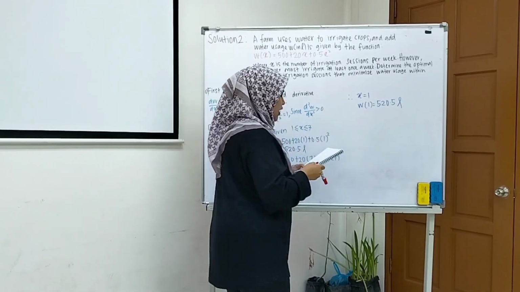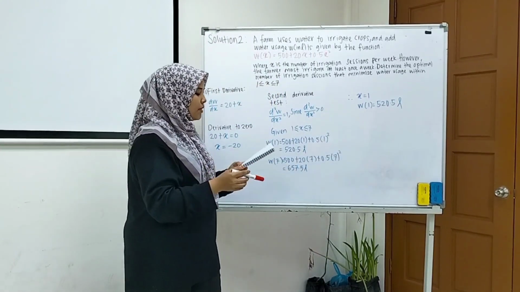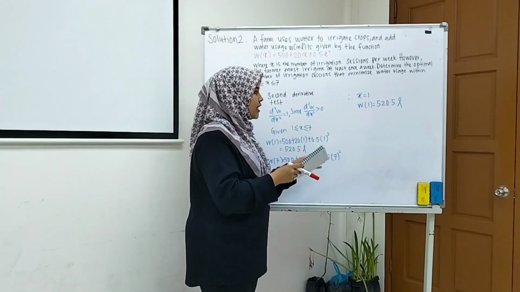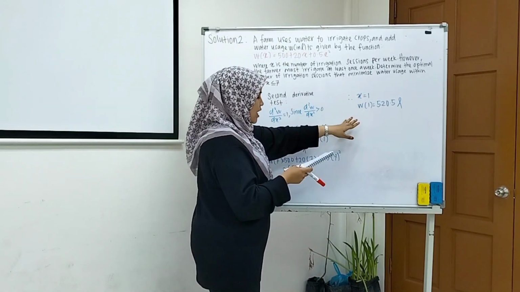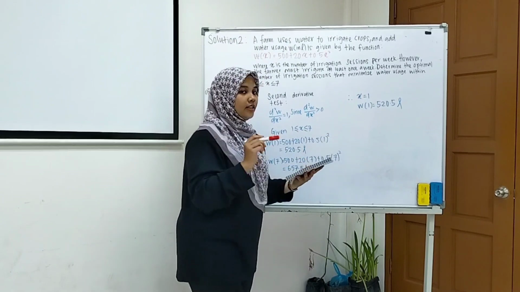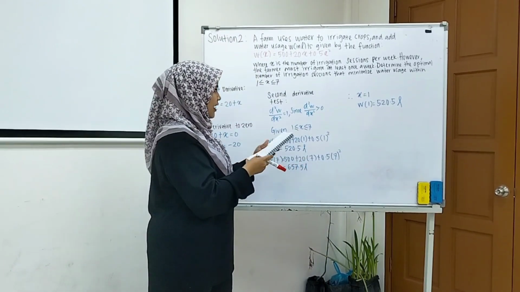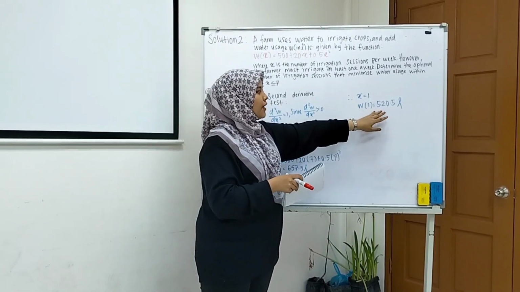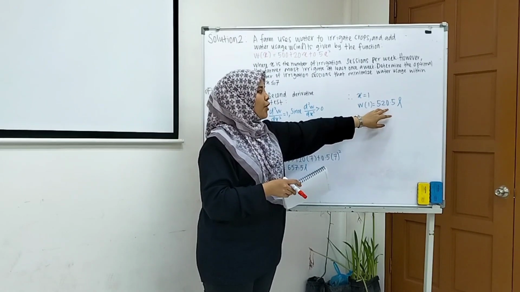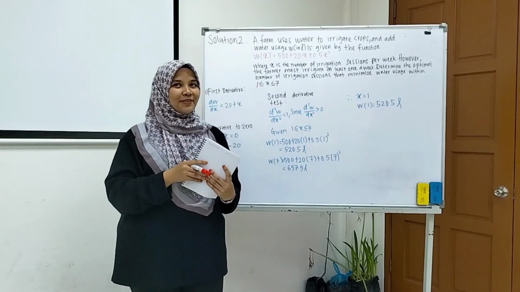So the conclusion here is the optimal number of irrigation sessions is x equals 1 session per week, and the yield is 520.5 liters.